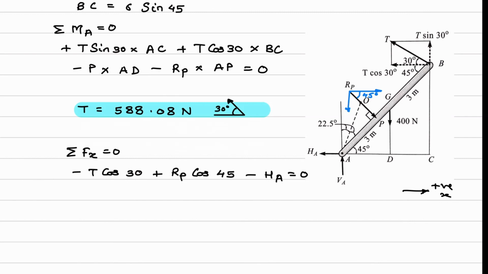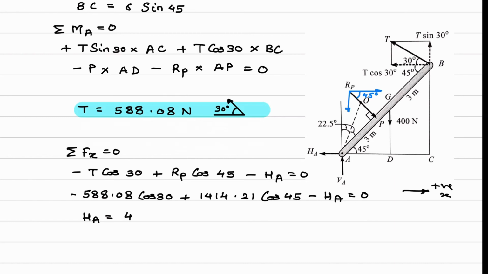So this will be minus 588.08 cos 30 plus RP 1414.21 cos 45 minus HA equal to 0. So the HA value I will get from here, that HA value is 490.7 Newton. Now this value is positive, so our assumed direction which we have assumed over here, left, is correct. So that is why this HA direction will be towards left.